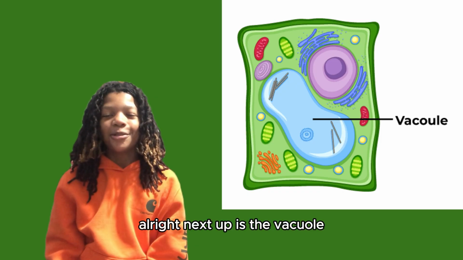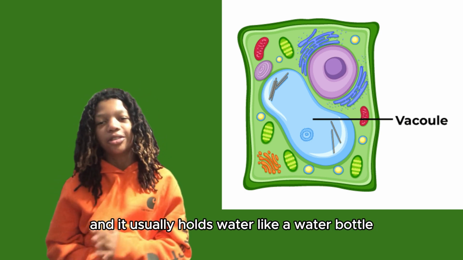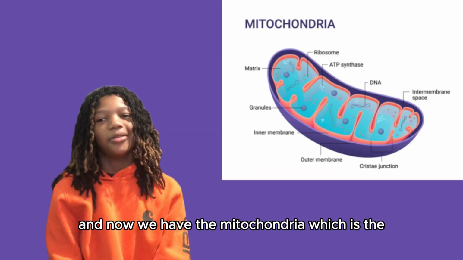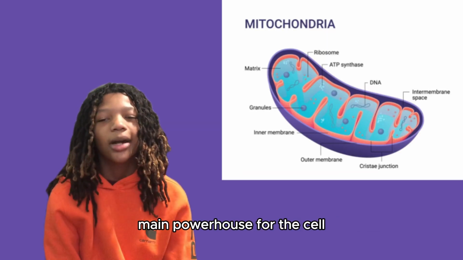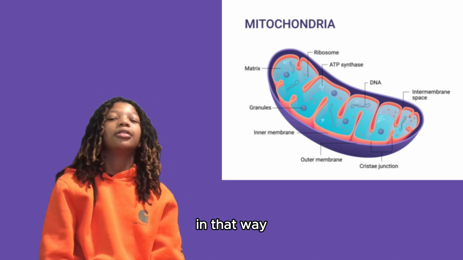Alright, next up is the vacuole. And the vacuole is kind of like a storage container, and it usually holds water like a water bottle. And now we have the mitochondria, which is the main powerhouse for the cell. And I'd say that it's kind of similar to a generator in that way.